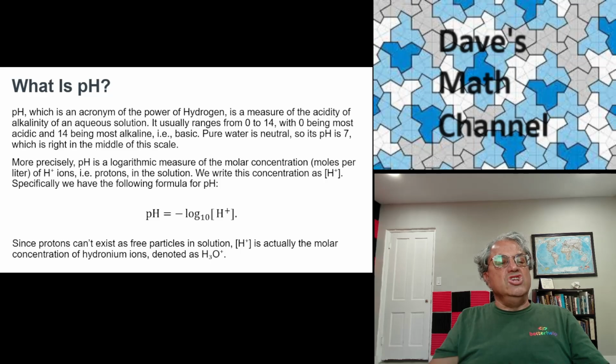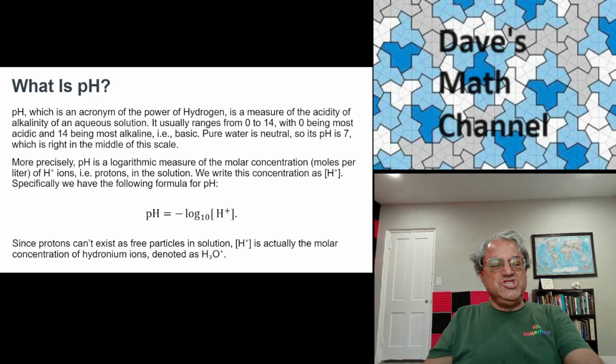This quantity H plus with the brackets around it, that's the molar concentration of H plus. In general, quantity X with brackets around it is just the molar concentration of X. So if the molar concentration is 10 to the minus 7 moles per liter, that means the pH is 7. Similarly, if the molar concentration was 10 to the minus 5, it would have a pH of 5. If it was 10 to the minus 9, it would have a pH of 9. And so on. So that's the mathematical definition of pH.